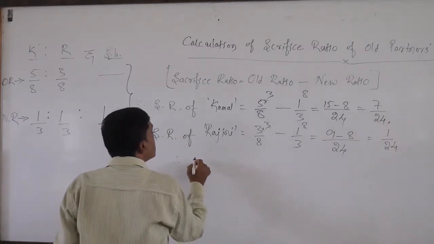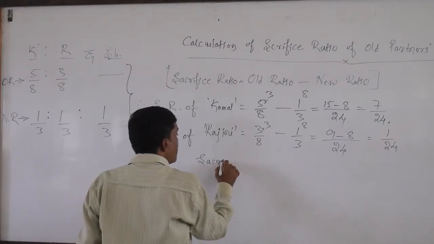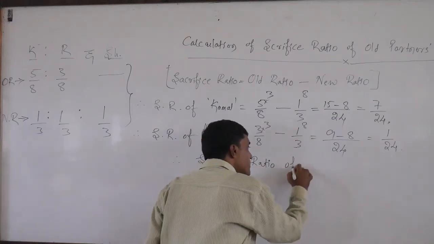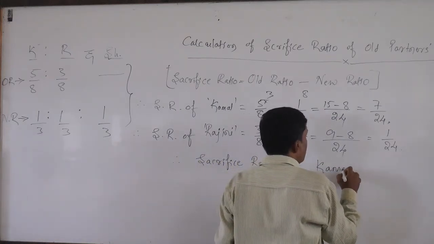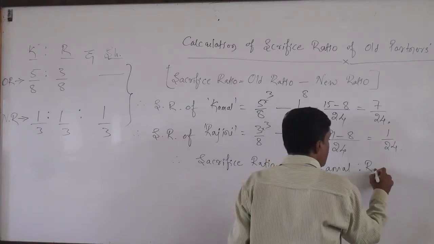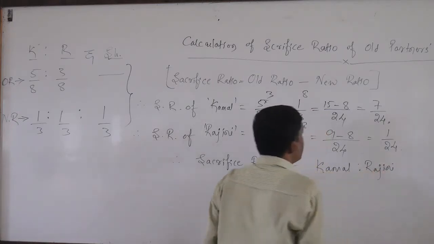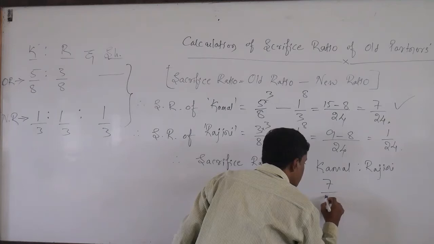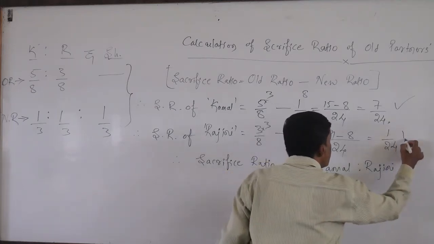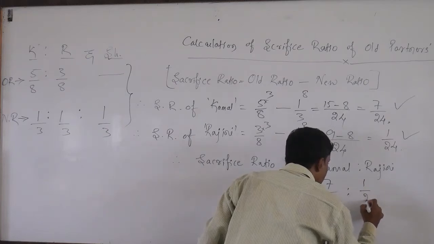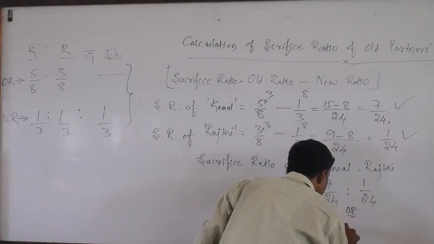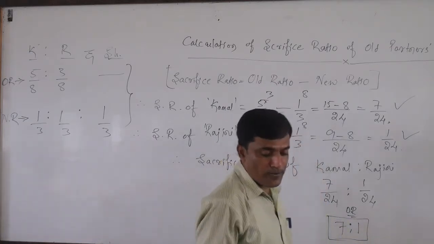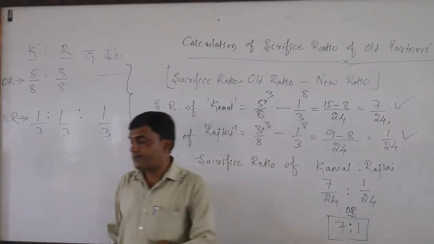Therefore, the sacrifice ratio of Kamal is to Rajni. Okay, dear students, look here. Kamal 7 by 24, Rajni's sacrifice ratio is 1 by 24. Or you can say 7 is to 1 as the sacrifice ratio of all the partners. That you can see in your answer.